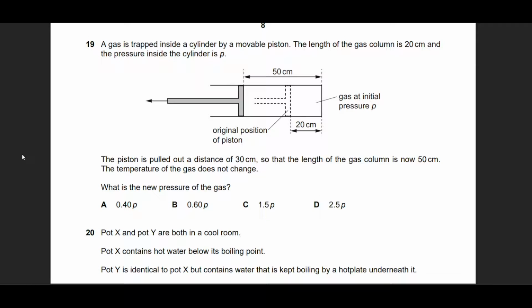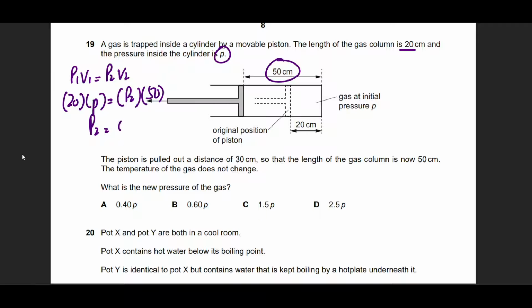Question number 19, again a repeated question. I've solved this many times over. I'm going to solve this again. I'm going to use the shortcut, right? Since we're dealing with changing parameters of gas, it's going to be very straightforward as P1 V1 equals P2 V2. So pressure initially is represented with the letter P, and he says that initially it's at 20 centimeters. I'm going to use a shortcut, of course. So this is going to be 20 times P equals P2, which we don't know, times V2, which is the current position, which is 50.